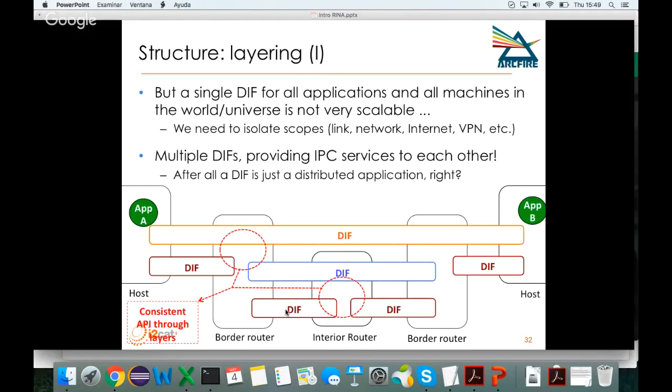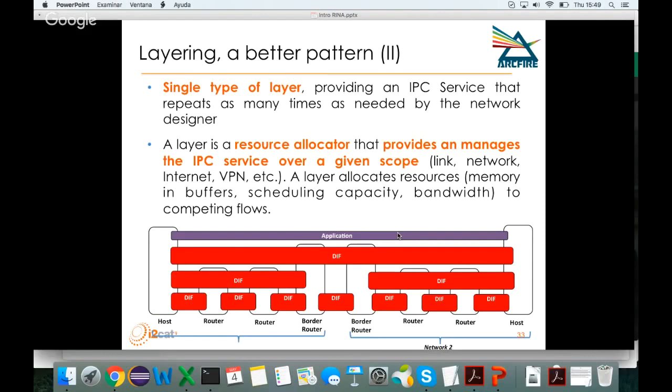So we went from a model in which you had a fixed number of layers, each layer different, with a different API, with different functions, to a single layer, called the DIF, that repeats as many times as you need. So you don't need to introduce new layers. If you need 5 layers in your network, you use 5. If you need 7, you use 7. If you need 3, you use 3. This is up to the network designer, not to the protocol specifications. And it is universal in the sense that it provides the same service regardless of where it is. So we can have a structure with a single type of layer that provides an IPC service that repeats as many times as needed by the network designer.